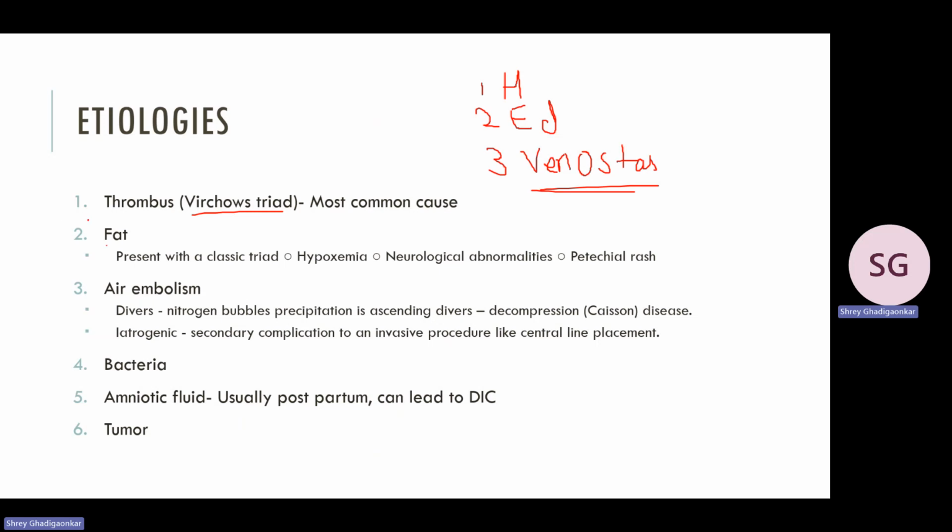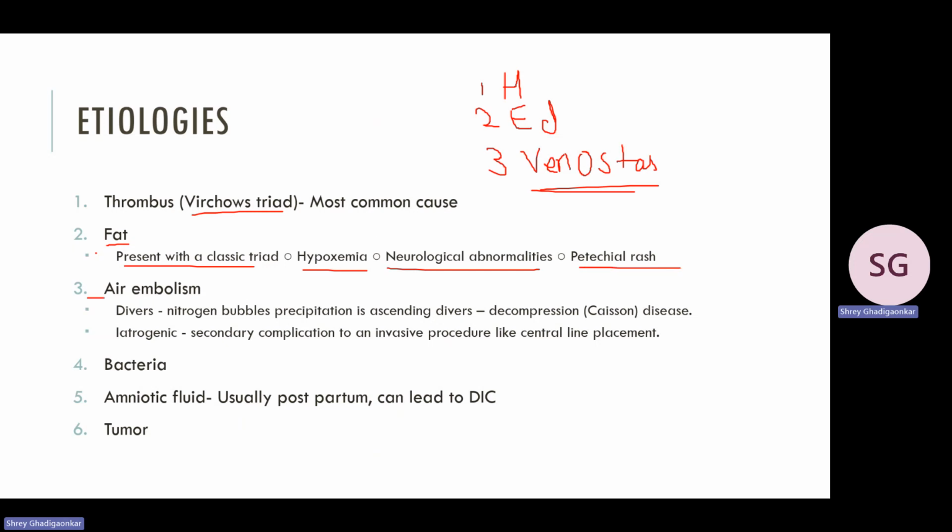The second one is fat emboli. These fat emboli usually occur due to long bone fractures or even during liposuction procedures. And the patient usually presents with the classic triad of hypoxemia, neurological abnormalities, and a petechial rash.